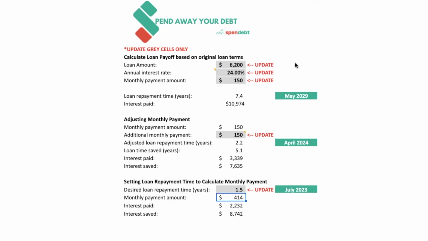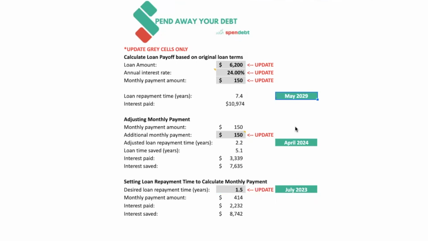So there's a lot of numbers on here, but you only have to update a few depending on what you're trying to do. And you update the gray cells only. Again, the first section allows you to see based on what you're currently doing when you will have a zero balance. So you enter in your current loan balance, your annual percentage rate, and the monthly payment that you're sending. And it will tell you when you will have a zero balance on that particular loan.